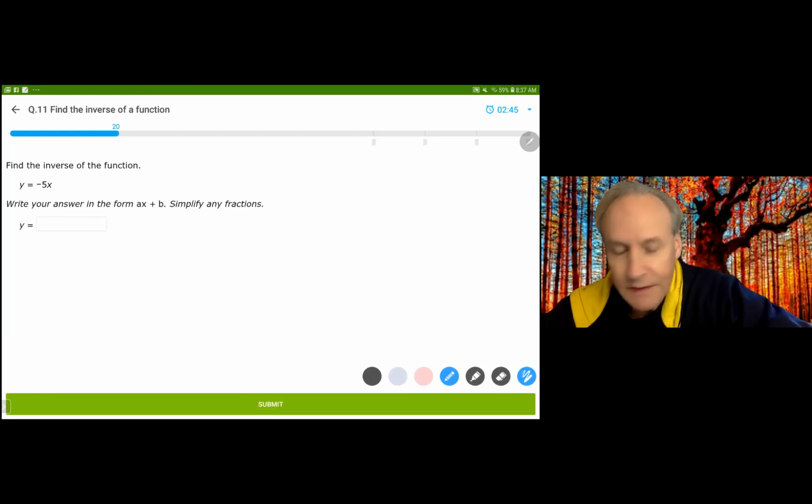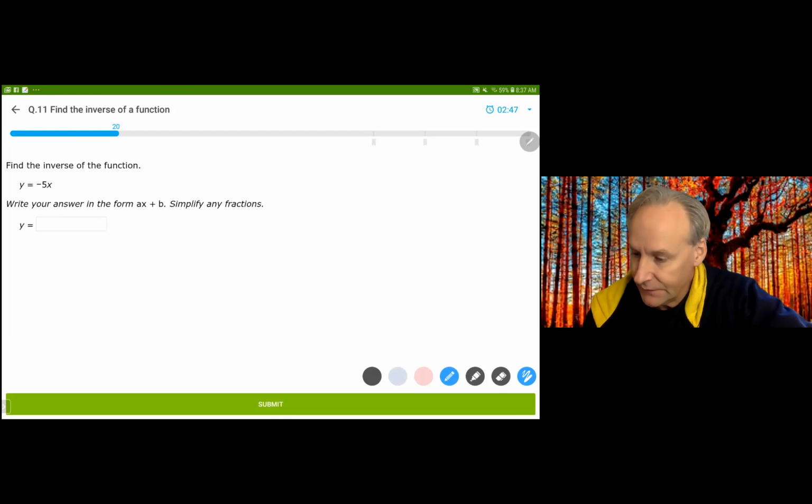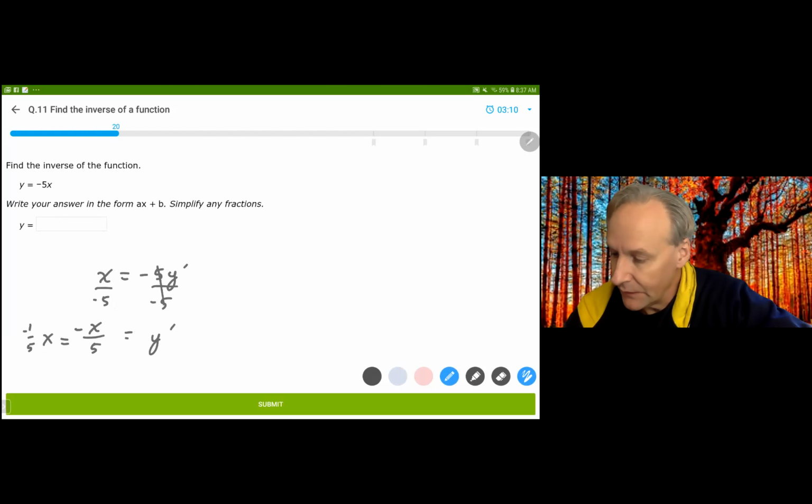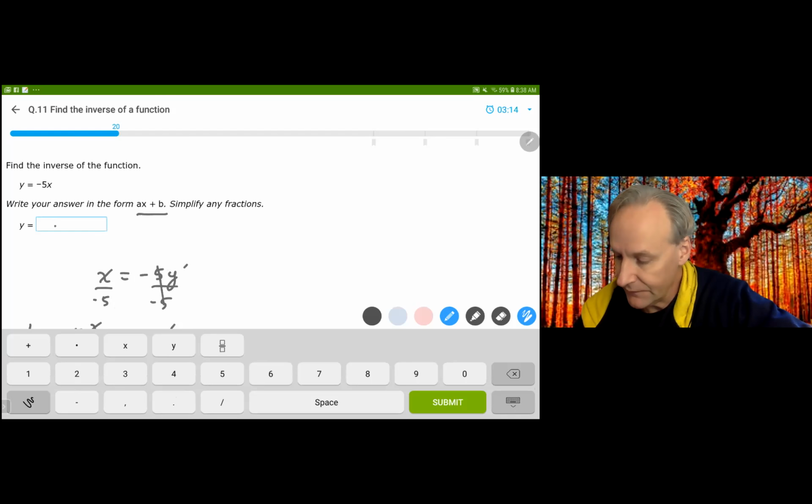Alrighty then. Now the inverse, I'm going to switch the x and the y. So I'm going to write x is equal to -5 times my inverse. And I'm going to divide by -5 on both sides. So I get y prime, or the inverse, is x over -5, or -x over 5, or -1/5 x. There's lots of ways of writing this. They want it as ax plus b, so I probably should write the -1/5 x. I'm thinking that that's going to be the best.